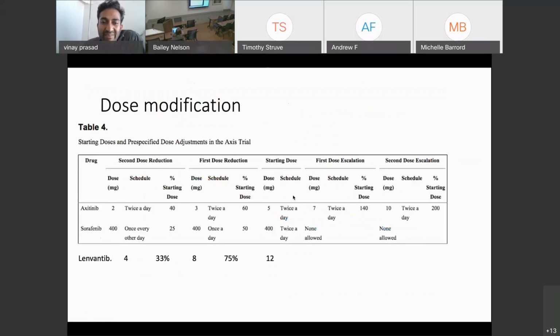I'm going to skip this. I'm just going to point out that it has to do with the dosing. When you start sorafenib, you take 400 twice a day. And when you dose reduce sorafenib, you initially take 400 once a day, which is 50% of the starting dose. When you start lenvatinib, you start at 12. And if you dose reduce, you take 8. So the trial was built in a way that sorafenib has a bigger stair step down, bigger dose reductions than lenvatinib, which is a way to penalize the older drug.